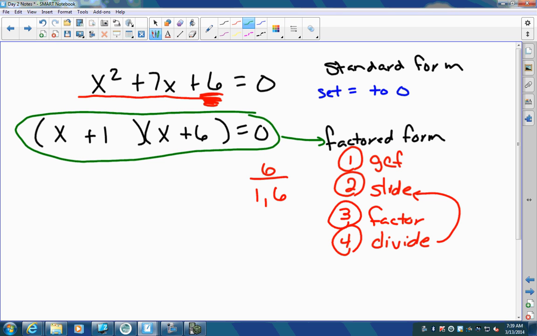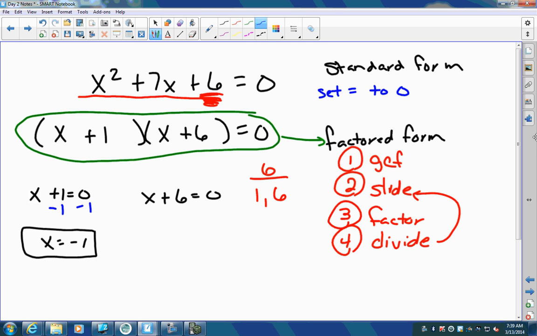That's why we needed to know how to factor, because now we're going to take each one of these inside the parentheses and set it equal to 0, and we're going to find our roots. So x plus 1 equals 0. x plus 6 equals 0. I take each one and set it equal to 0. If I subtract 1 from each side, I get x equals negative 1.